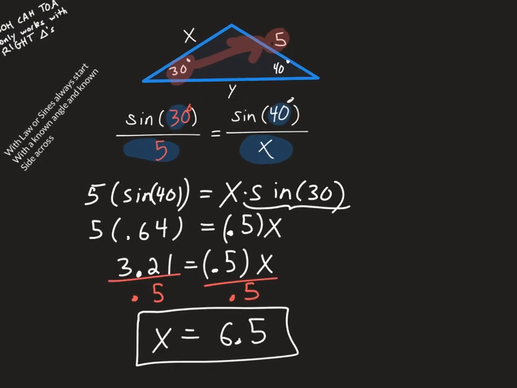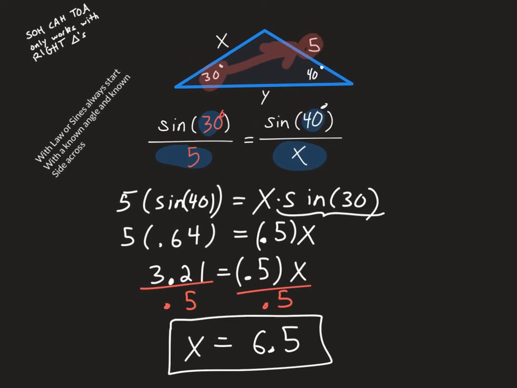Let's just make sure that we know what that means. 6.5, well, that's x. So that's the side length. I erased my x up there because I now do know that side length. That side length is 6.5.